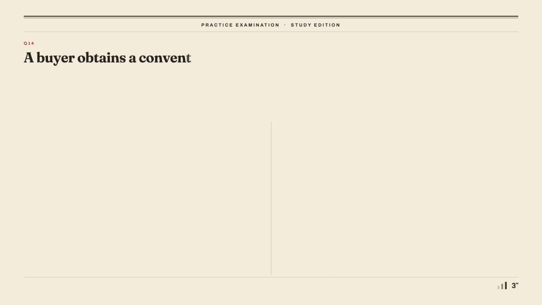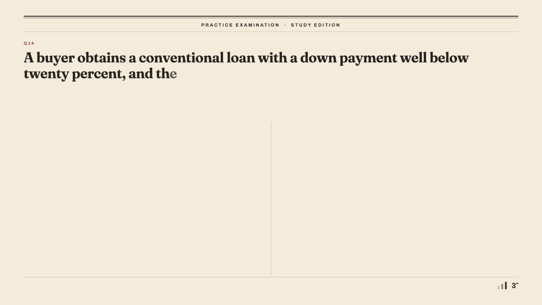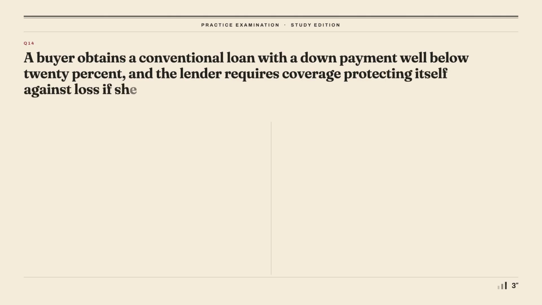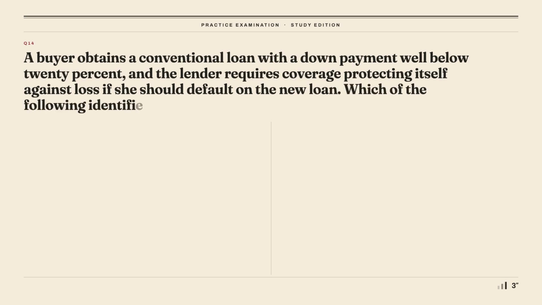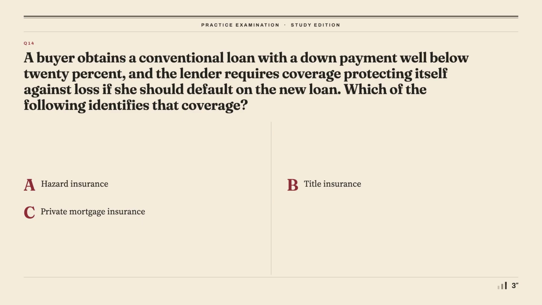Question 14. A buyer obtains a conventional loan with a down payment well below 20%, and the lender requires coverage protecting itself against loss if she should default on the new loan. Which of the following identifies that coverage? Your options are A. Hazard insurance, B. Title insurance, C. Private mortgage insurance, D. A home warranty. Which would you go with? Lock it in before the reveal.